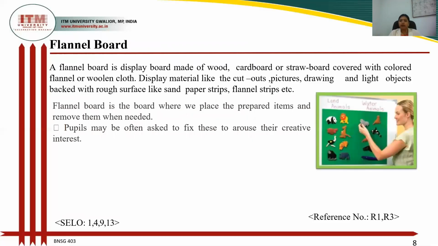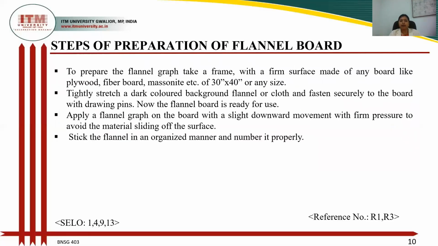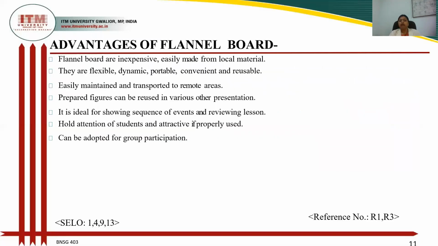Then we saw the panel board. A panel board is a board on which we fix some cloth material, and on that we put the pictures. We can remove the pictures whenever needed. Then we saw the principles and the articles of the panel board, how to prepare the panel board and what size it should be. Then what are the advantages of the panel board? We saw that also: local material, convenient, portable, dynamic, easily transported from one place to another.